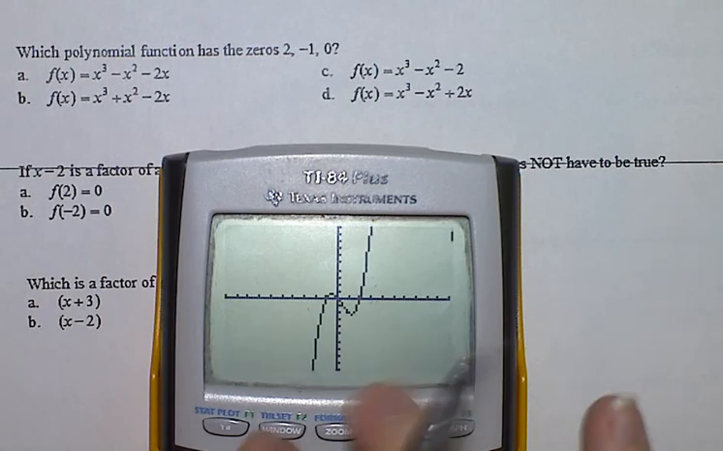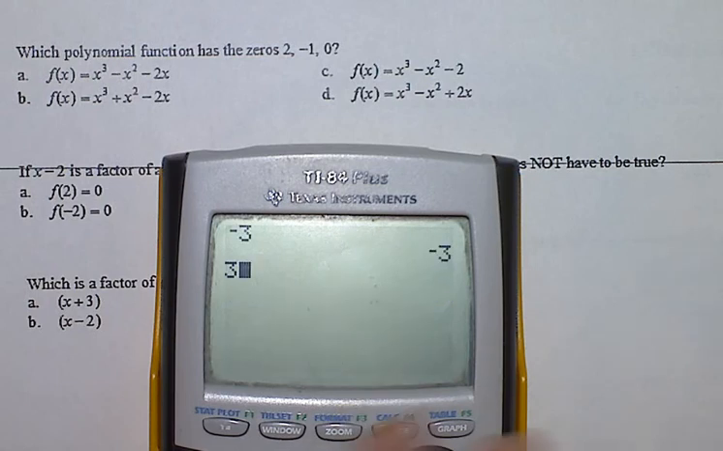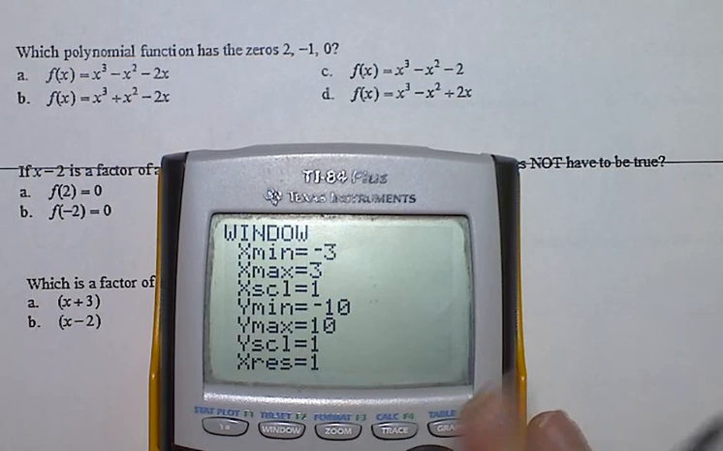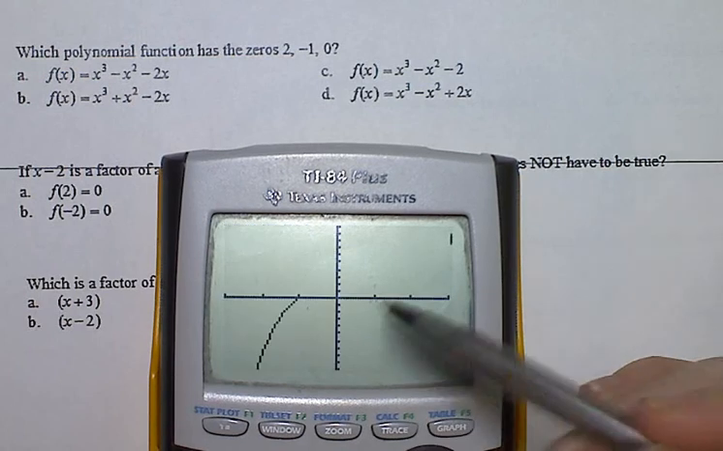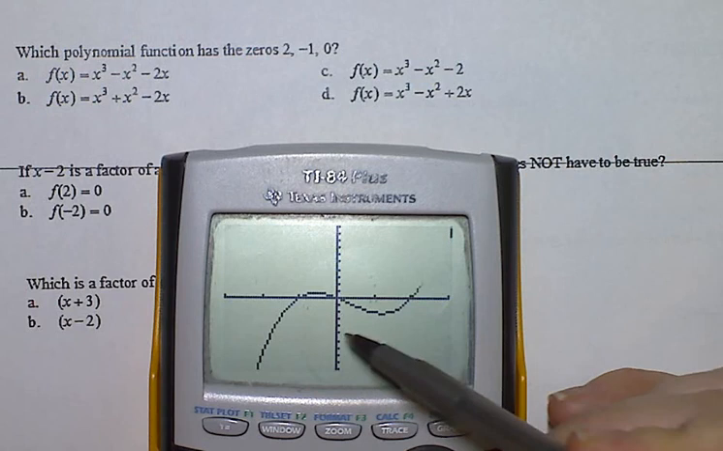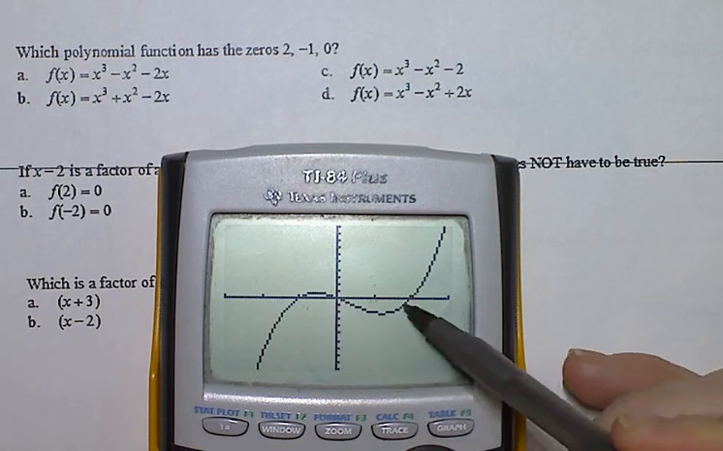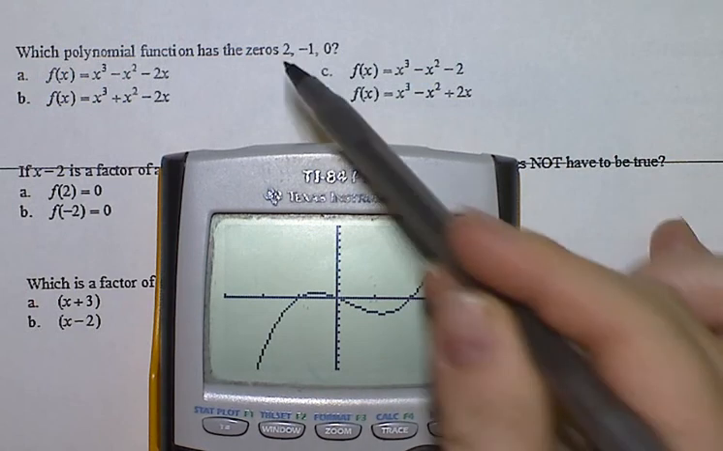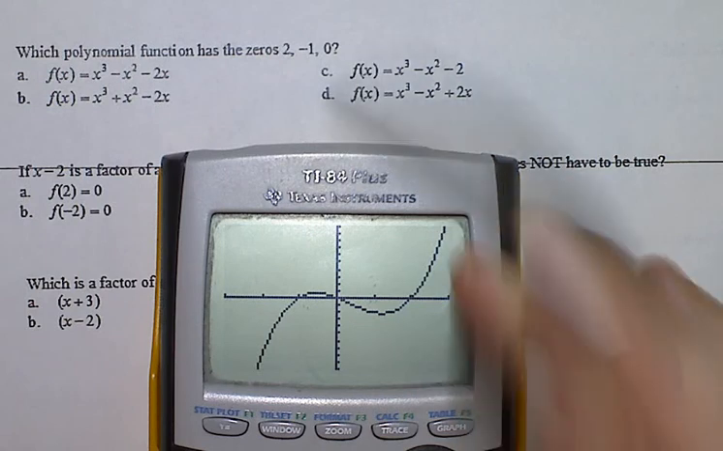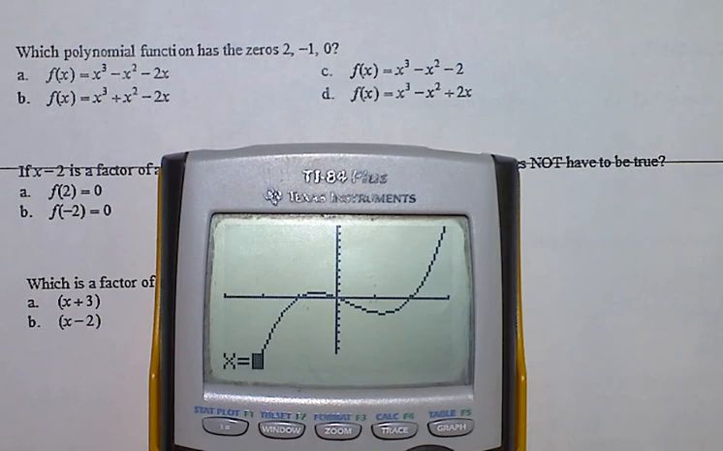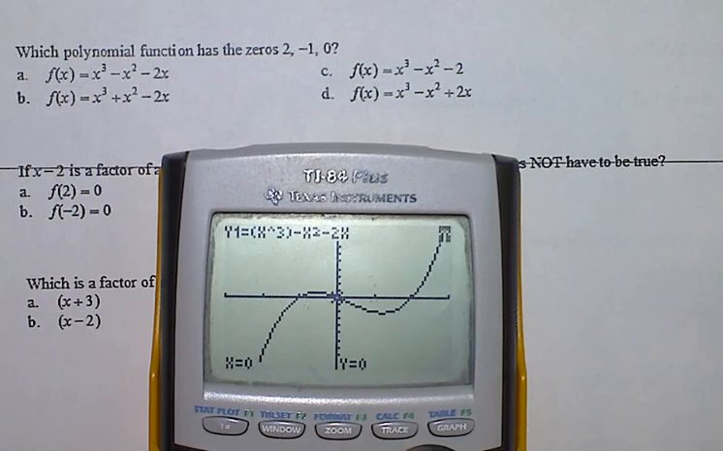Alright, so if I zoom into the window, I can see one answer is at -1. It appears one is at 1 and one is at 2. So there's your 2, 0, and -1, but I want to make sure. So let's check. -1 is a 0. 0 is a 0. And 2 is a 0. So I just happen to get lucky.